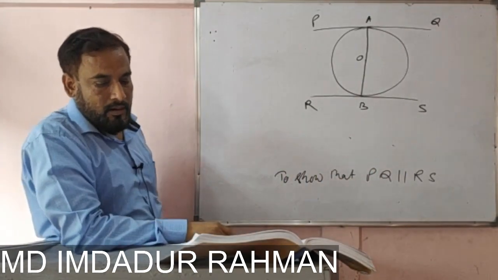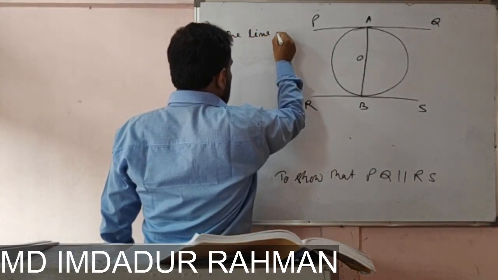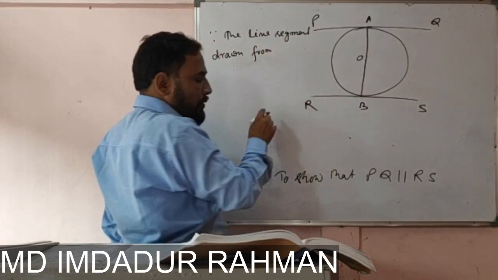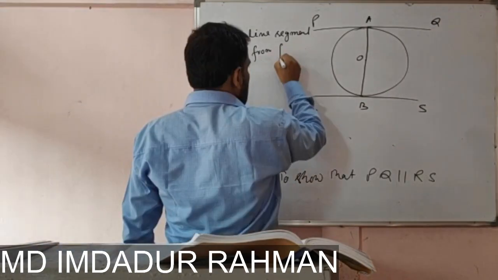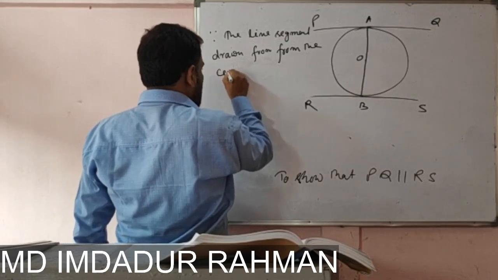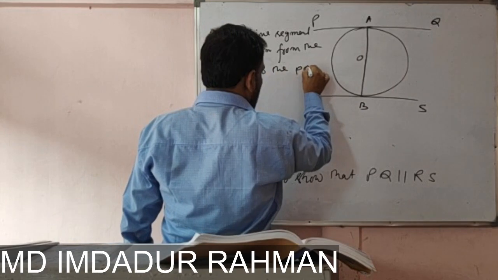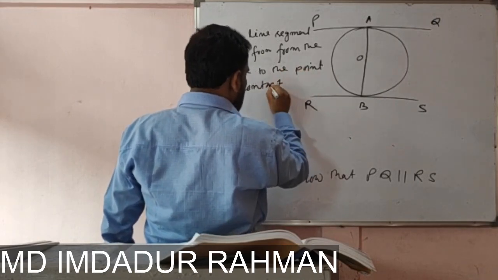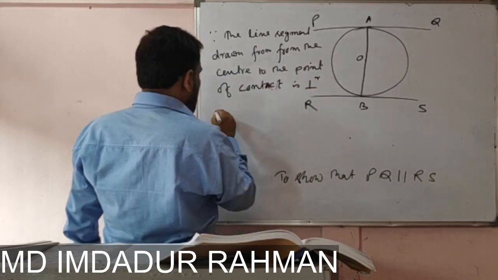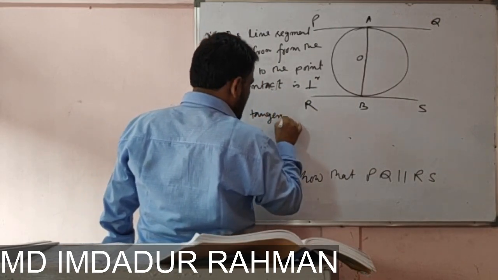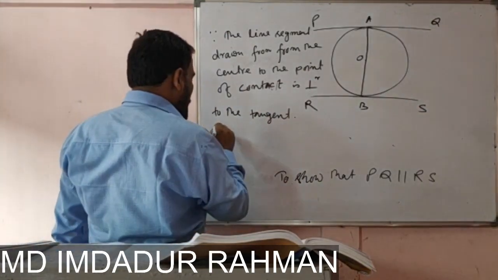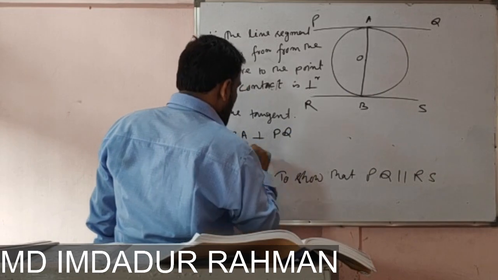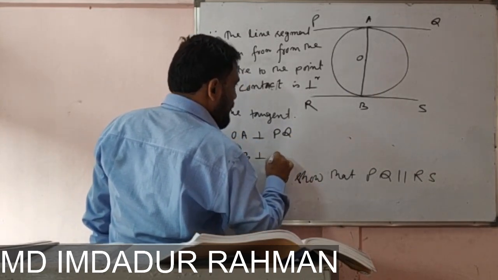since the line segment drawn from the center to the point of contact is perpendicular to the tangent, therefore OA is perpendicular to PQ and OB is perpendicular to RS.